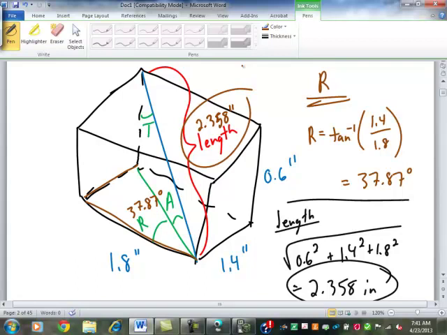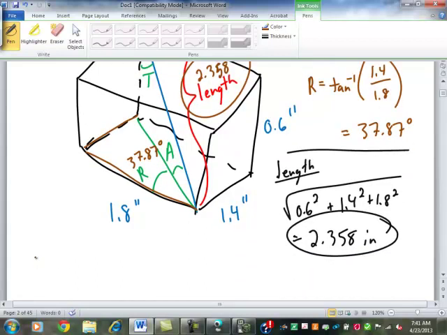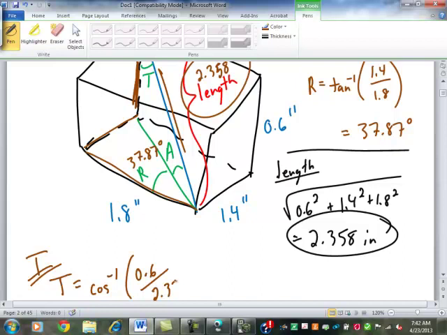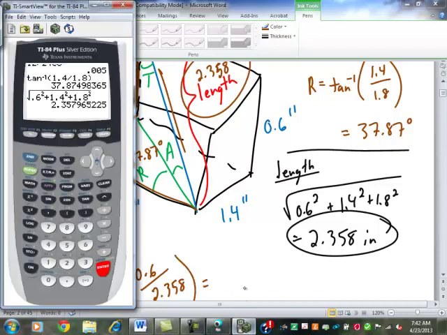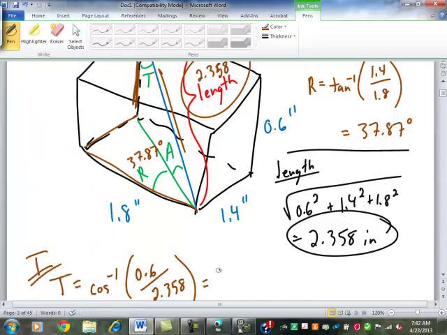Once we got the length, then angle T and A are real easy to find. Angle T is just going to be the inverse cosine of this height here, the 0.6, over the length of cut, the 2.358. So second cosine 0.6 divided by 2.358: 75.26 degrees.